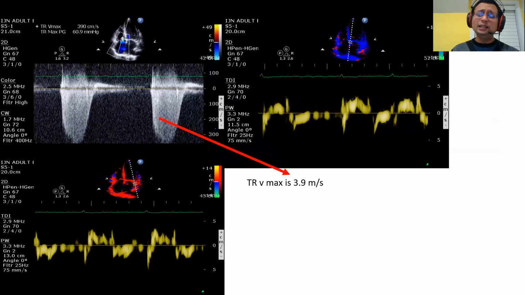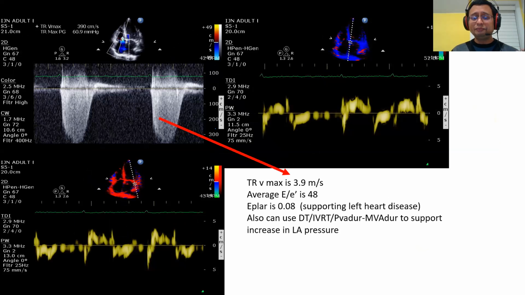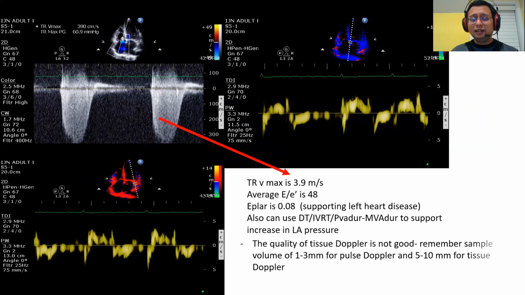TRV max is 3.9, that is abnormal. Average E over E prime is way high at 48, all right? And also, I told you we can use all the other supportive parameters to support increase in LA pressure, okay? The quality of tissue Doppler in this situation is not so good, all right?